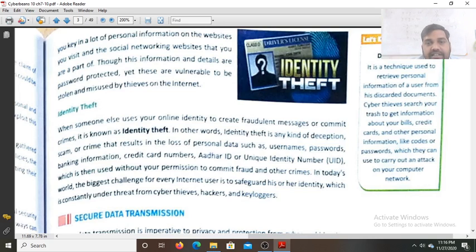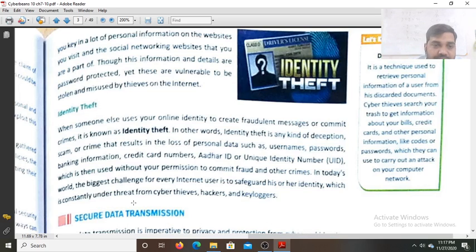So, in other words, identity theft is a kind of deception, meaning cheating, scam, or a crime that results in the loss of personal data. You can lose your data, such as the username, passwords, banking information, credit card numbers, Aadhaar ID, or the unique identity number UID, which is then used without your permission to commit fraud and other crimes.